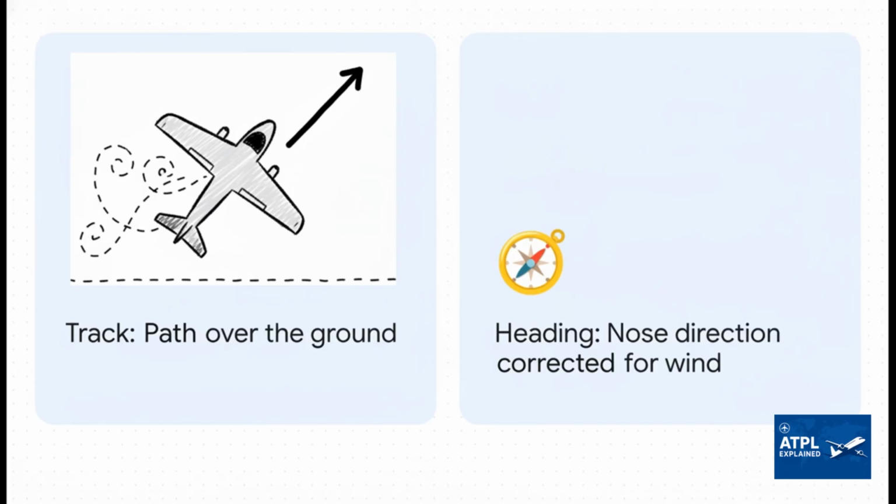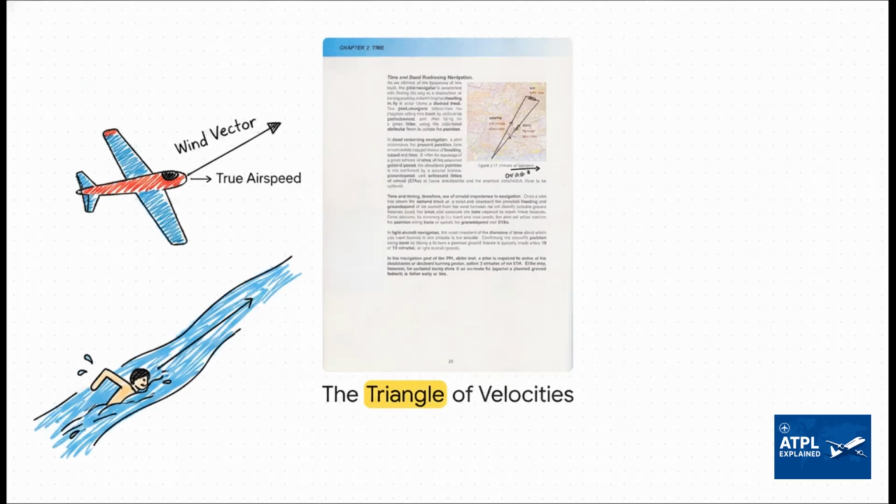Heading, on the other hand, is the direction the nose of your aircraft is pointing, which you've corrected to fight the wind. Believe it or not, mixing these two up is the number one most common mistake students make, and it completely wrecks their navigation questions. And the triangle of velocities brilliantly illustrates why. By applying the wind vector to our true airspeed, we get our ground speed and our drift angle.